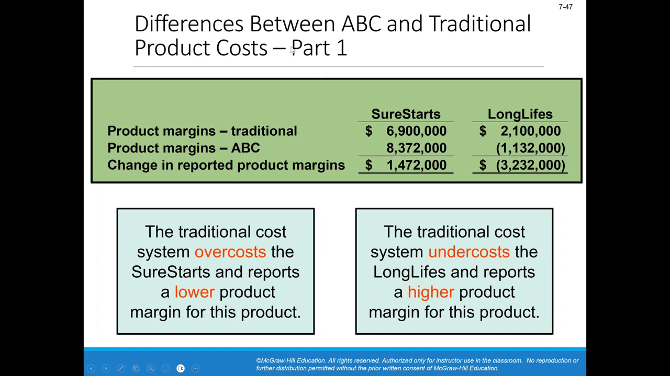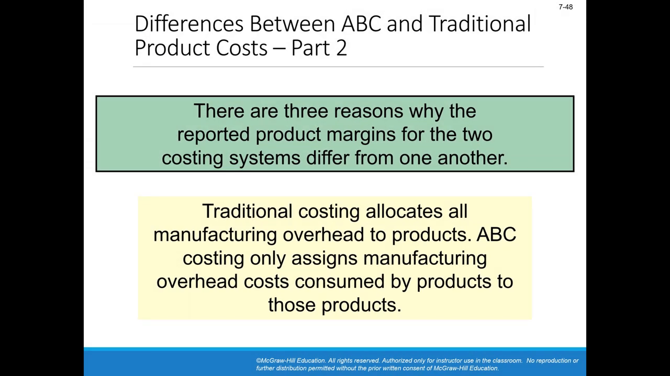All right. But here is the difference. So Sure Start, under the traditional system, without allocating the shipping costs and allocating the other costs, we think that we're making a margin of 1.4 million, when in actuality we're losing this because we've tracked it down to the actual specific activities that we need to make these products.